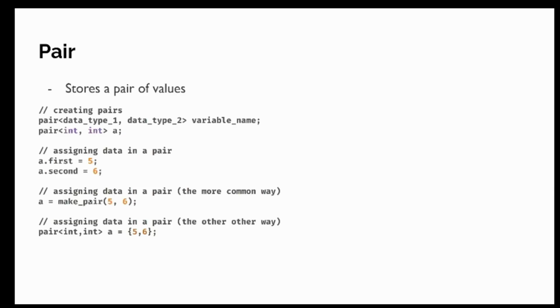If you want to make a pair, okay, wait. There's another way of assigning data to a pair. You can use make underline pair 5, 6. It'll give you the same kind of values as if you use this method. But most people would rather use this curly brackets instead because it's faster to write. These curly brackets are essentially the same as make pair.